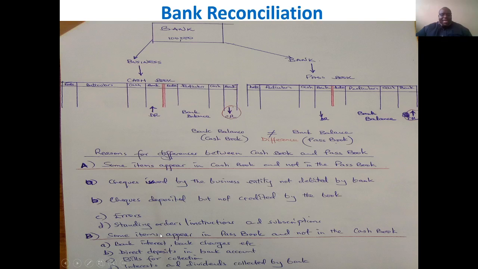Then you have some items that appear in the passbook and not in the cash book, like bank interest. And we don't know the amount that may be charged for whatever transactions or bank charges. You also have direct deposits into the bank account by suppliers or debtors. You also have bills for collection, interest and dividends collected by the bank from our investments.